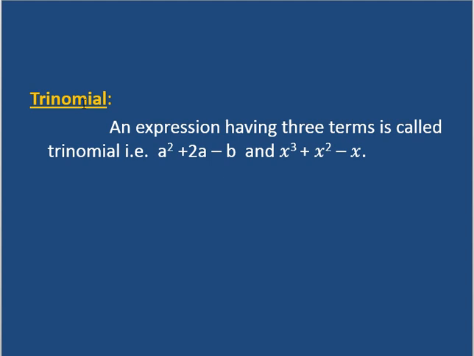Trinomial. An expression having three terms is called a trinomial. For example, a square plus 2a minus b. How many terms do we have? 1, then 2, and then 3. So we can call it a trinomial.